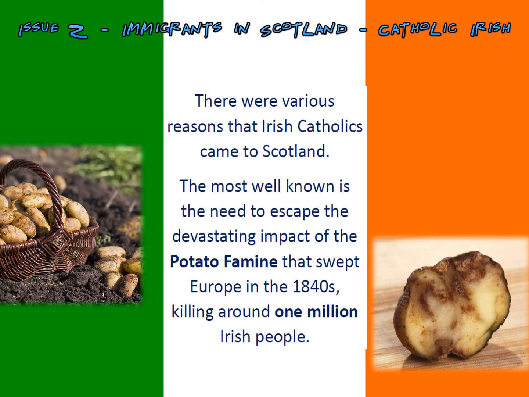So obviously we've talked about the idea of Irish people leaving Ireland due to the potato famine. There are a lot of different reasons why the Catholic Irish came to Scotland, but probably the most well known is this idea of escaping the devastating impact that the potato famine was having on the people of Ireland at this point in time. It sweeps across Europe in the 1840s, kills roughly 1 million Irish people, and encourages about 1 million more to leave.